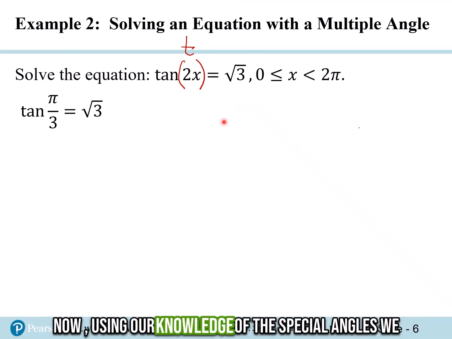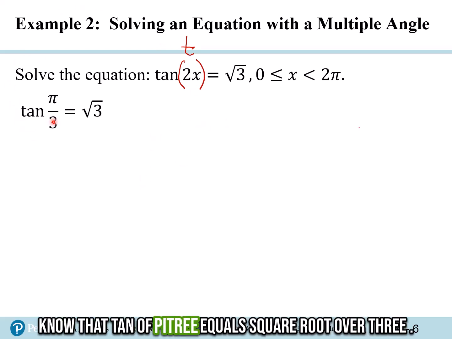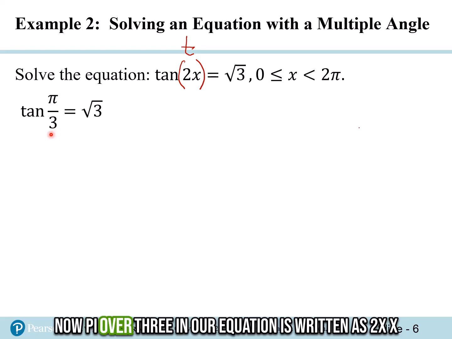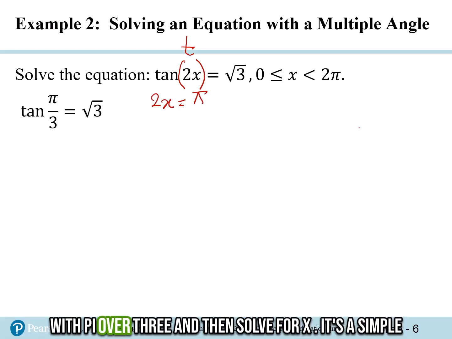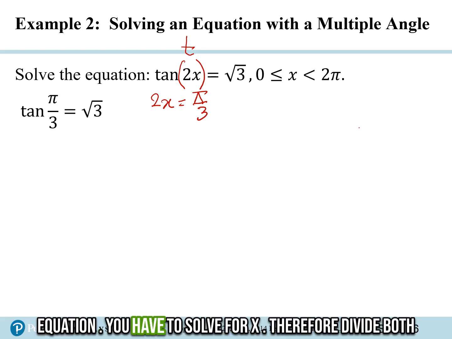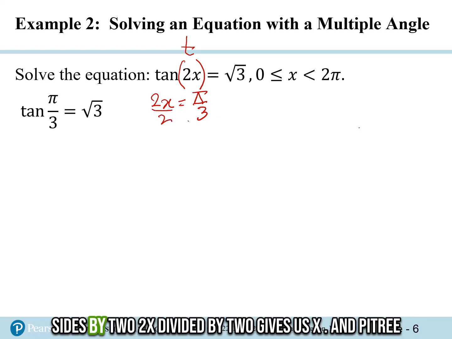Now, using our knowledge of the special angles, we know that tan of pi over 3 equals square root of 3. Now, pi over 3 in our equation is written as 2x. What we can do in order to solve for x is equate 2x with pi over 3 and then solve for x. It's a simple equation. You have to solve for x, therefore divide both sides by 2.